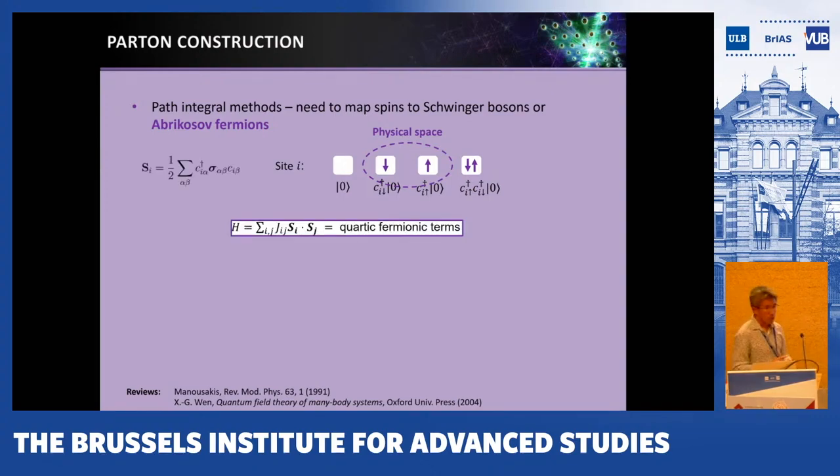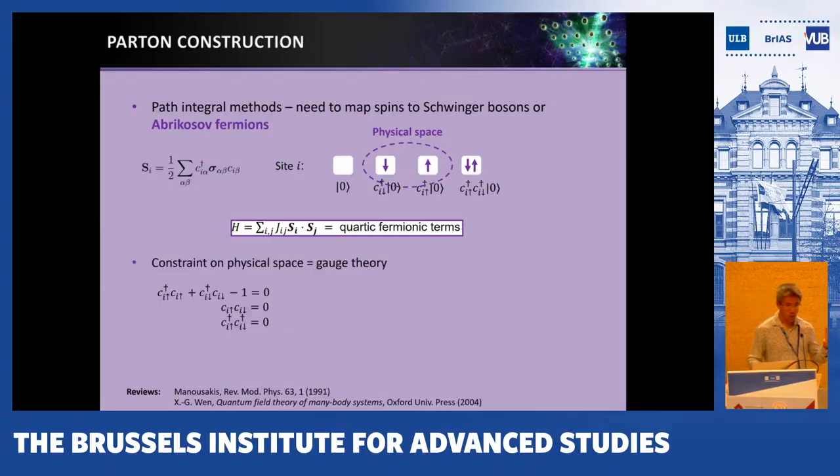Just a technicality: if I start writing this spin Hamiltonian in terms of fermion operators, creation and annihilation operators, a single spin operator becomes quadratic in fermions. So then a spin model, like a Heisenberg model, becomes quartic. So it's an interacting fermionic theory, and that's not easy to solve in practice.